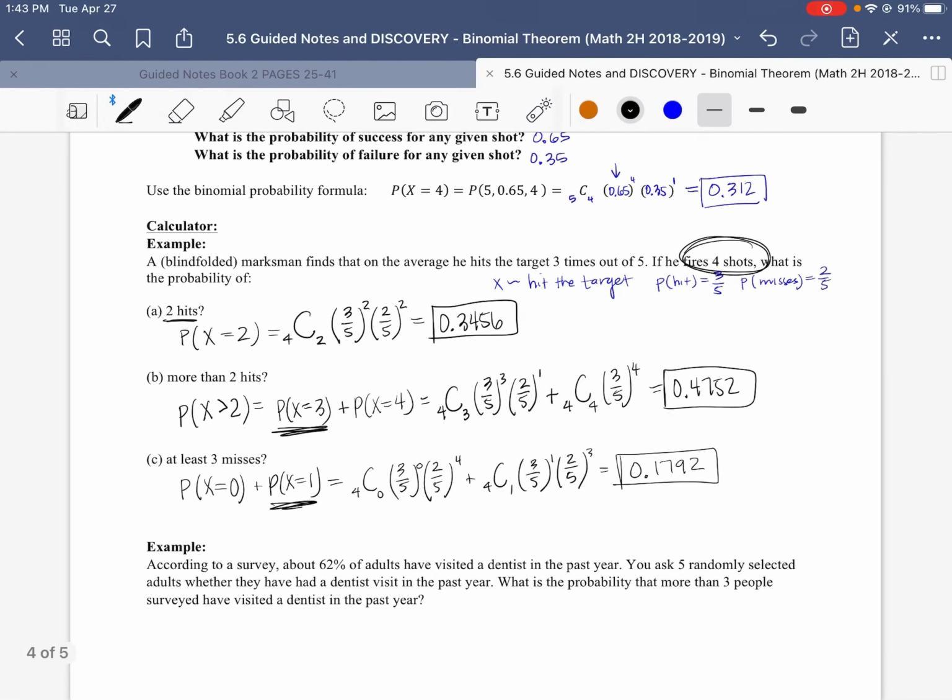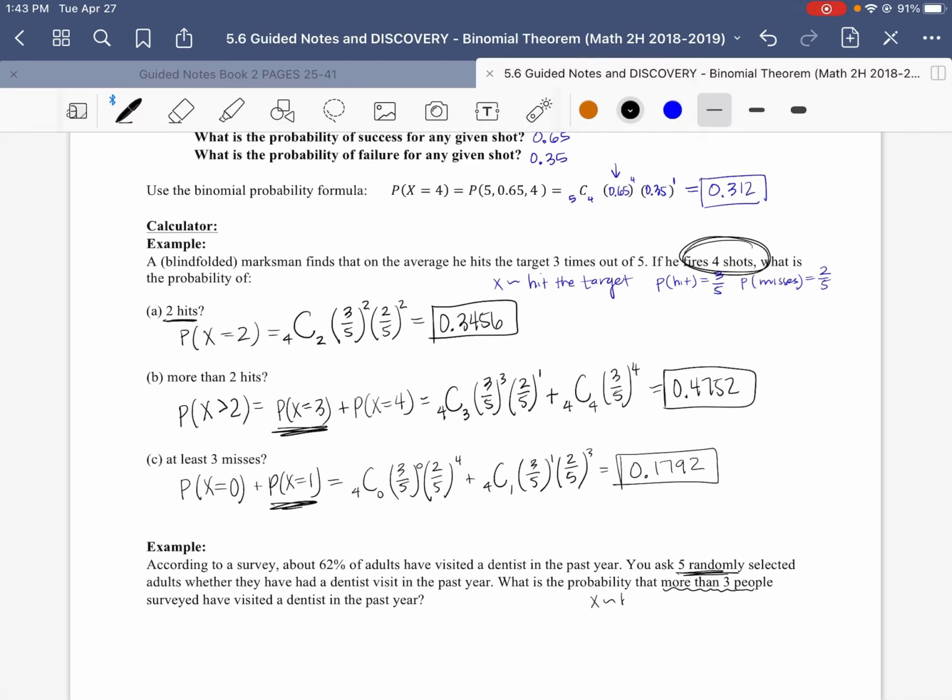All right, let's talk about this last one, and then I'm going to talk to you about using the calculator. According to a survey, about 62% of adults have visited a dentist in the past year. You ask 5 randomly selected adults whether they have had a dentist visit in the last year. What is the probability that more than 3 people surveyed have visited a dentist in the past year? So again, you get to decide what success is.